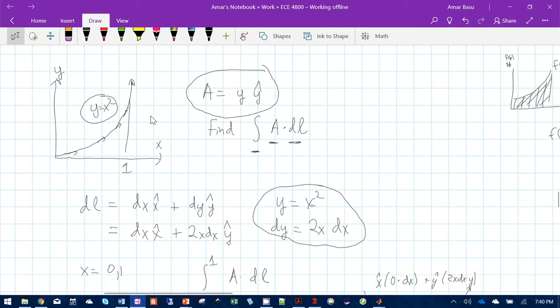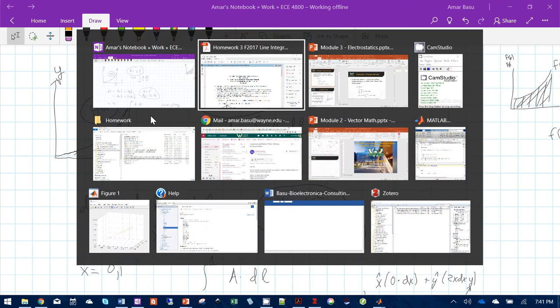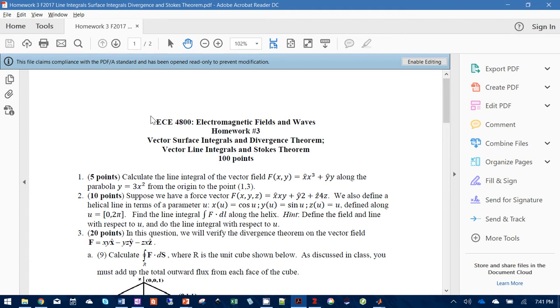It's easier if you put everything in terms of one variable. Yeah, I would suggest doing everything in terms of a single variable. You're asked to find the line integral. So that's f dot dl that you're looking for here. I'm sorry, this one, x cubed.